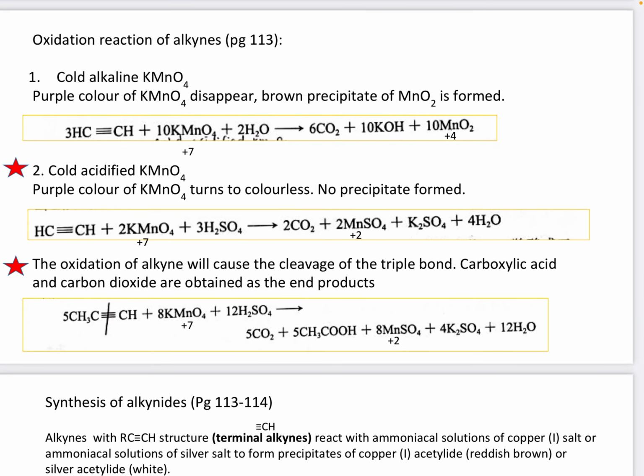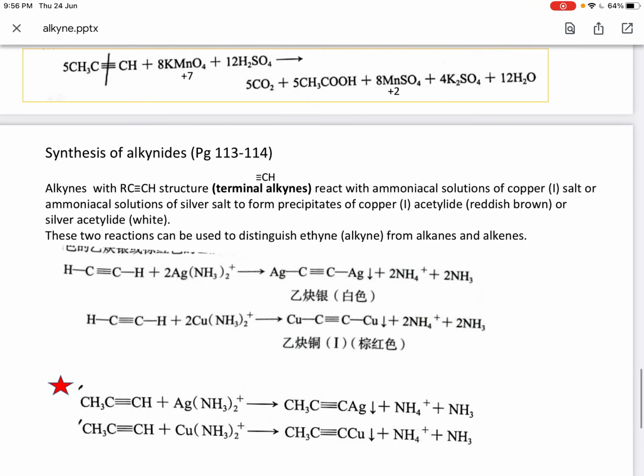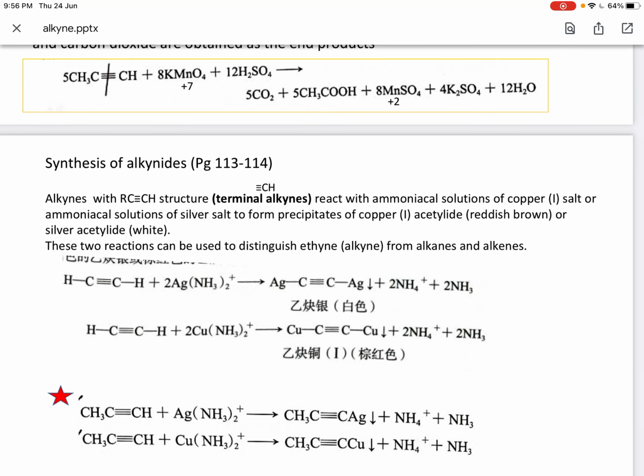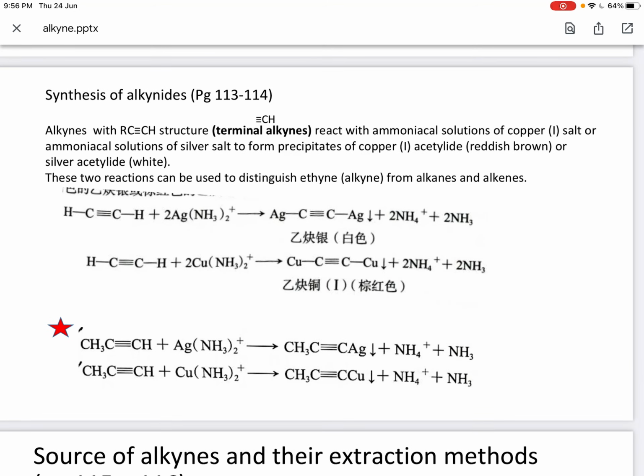And then here are the very special reactions. This is the cold alkaline KMnO4. Last time it was acidified. This one is alkaline. The red star is not coming in an exam, but I don't like talking about this anyway. And then here, synthesis of alkynides. So alkynes react with ammoniacal solutions of copper(I) salt or ammoniacal solutions of silver salt to form precipitates of copper(I) acetylide or silver acetylide.